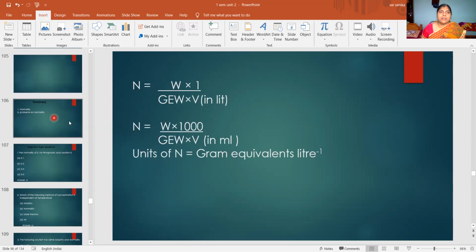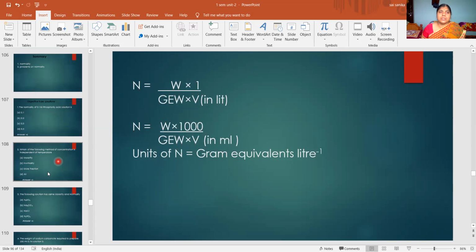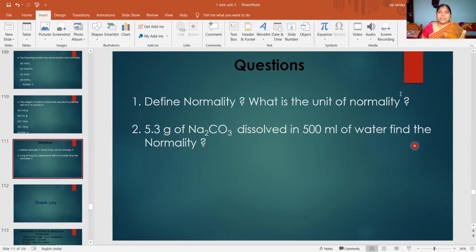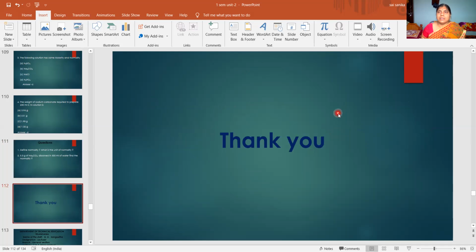Then you have objective type questions, some of the objective type questions from this topic. What type of questions will you expect from this? The most frequently asked question is define normality, very very important and compulsory. Any type of problem you will get; I have given one problem like this. So today we finished the normality topic: definition, formula, units, and problems based on normality.